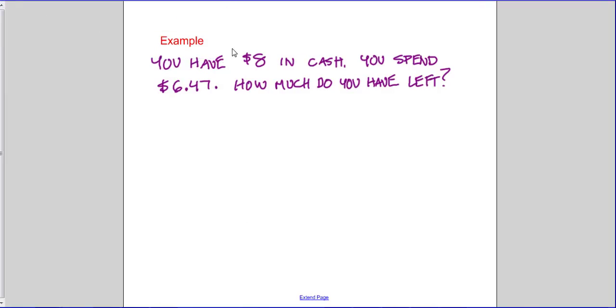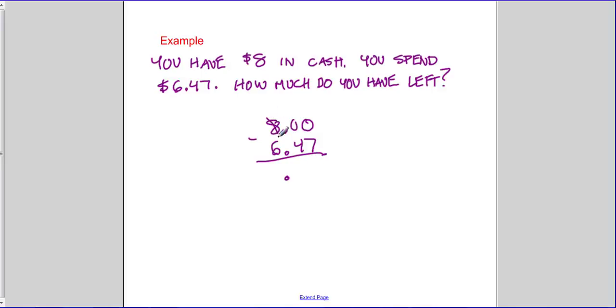Okay, in our last example, suppose you have $8 in cash. You spend $6.47. How much do you have left? Well, what I do is I put a decimal point behind the 8, put a subtraction sign, write 6.47, add 2 placeholder zeros, and bring down the decimal point. Now this is like 800 minus 647.